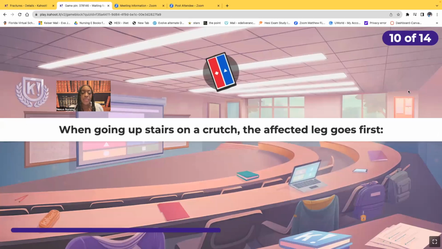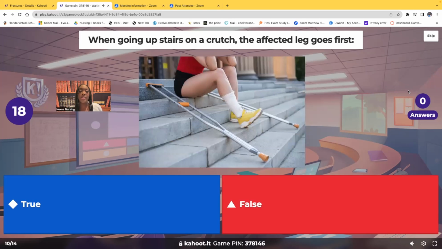Very good. True or false? When going upstairs on a crutch, the affected leg goes first. Is that true or is that false? You're on crutches and you're going up the stairs. The affected leg goes first. Is that true or is that false?